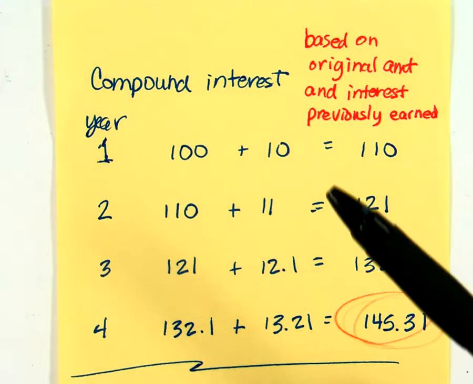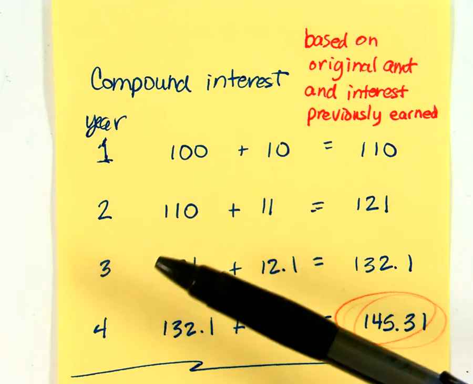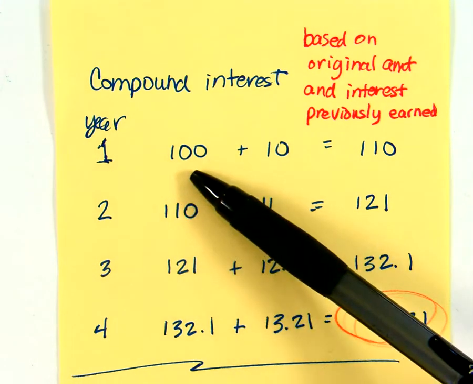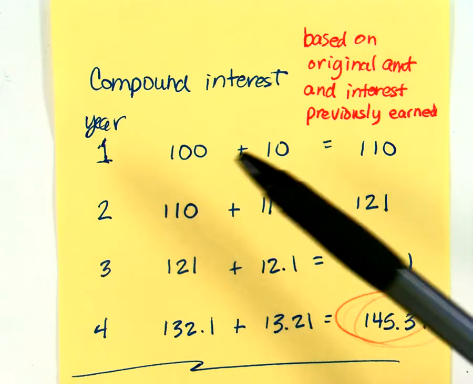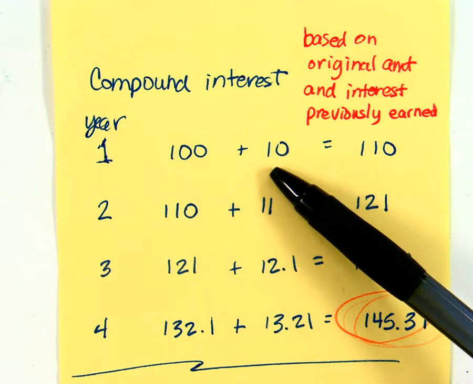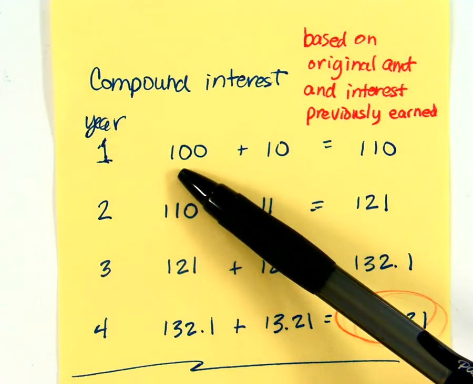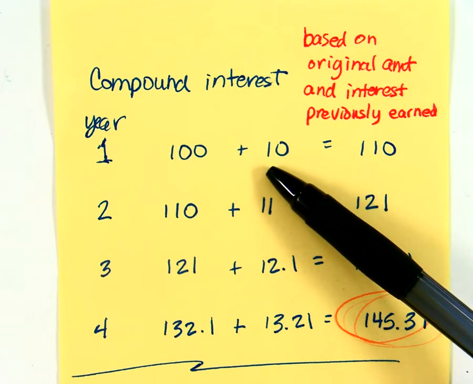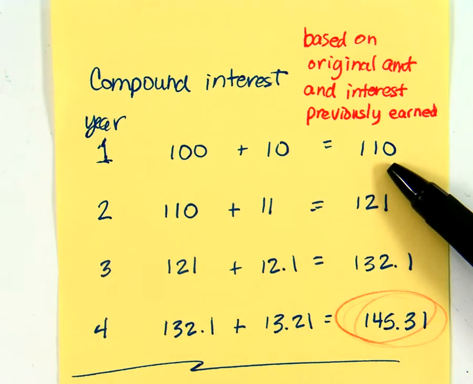Here's an example with compound interest. This is how most interest accounts are at banks. So for example, you have $100 and you're going to get 10% interest. So during the first year, you have your original $100, you earn $10 rent or interest on your money, and at the end of the year you have $110.